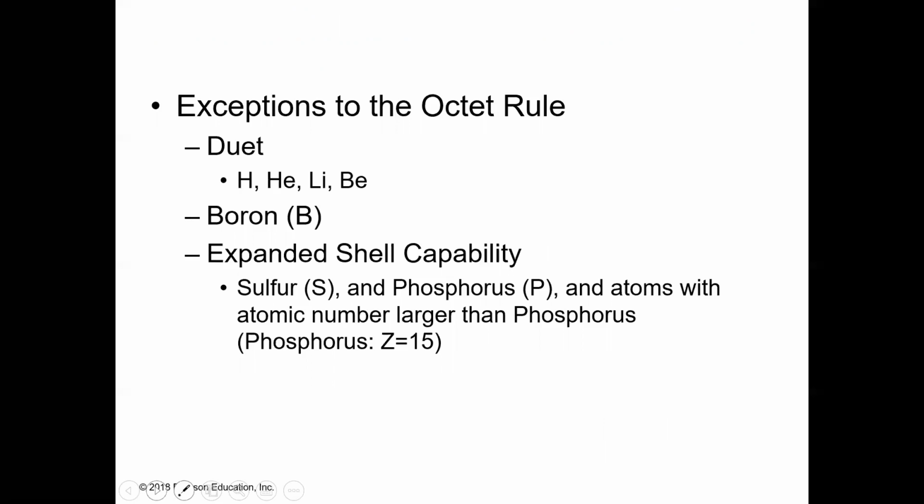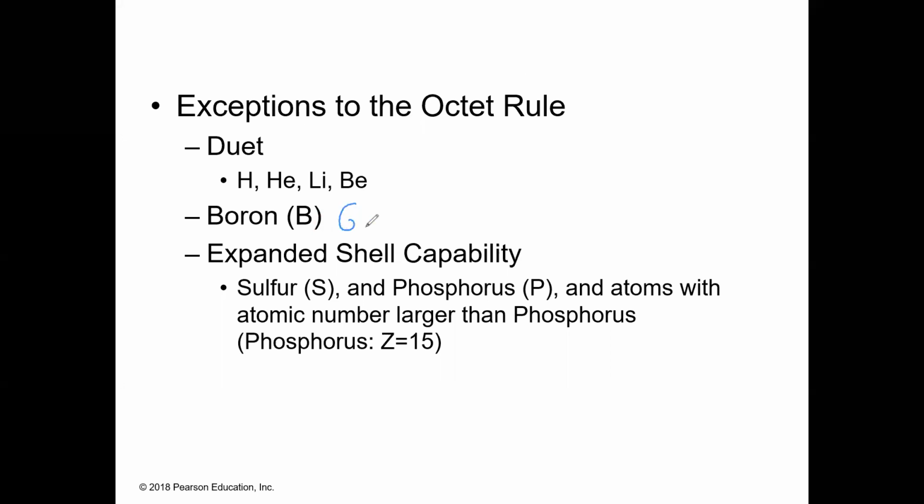Remember that there are some exceptions to the octet rule. We did learn that hydrogen, helium, lithium, and beryllium are exceptions to the octet rule. They normally will form a duet around themselves. Boron is another one of our exceptions to the octet rule. It normally has only 6 valence electrons.